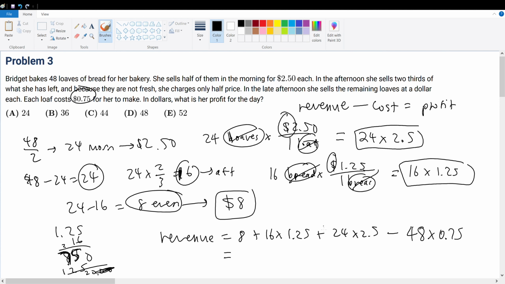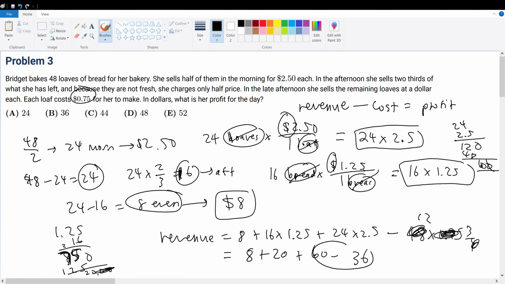So that's the same thing as 8 plus 20 plus, what is 24 times 2.5? That is going to be 600, so that's 60. So plus 60 minus this. Well, that's just 3 over 4, right? So 3 over 4, and this gets canceled to 12, so that becomes minus 36.